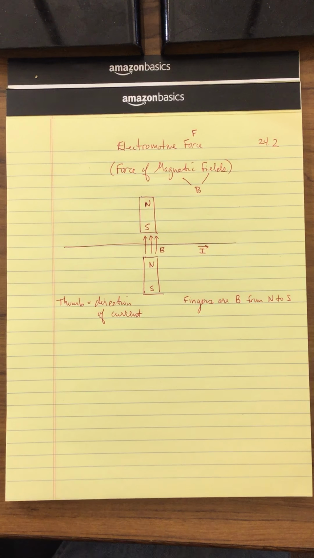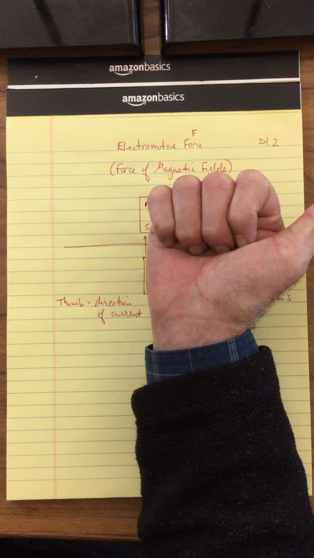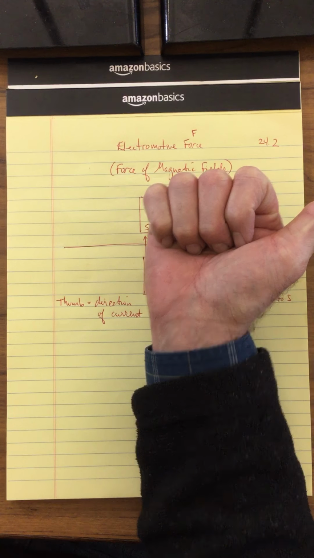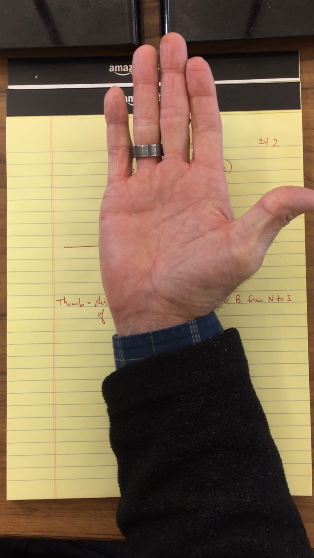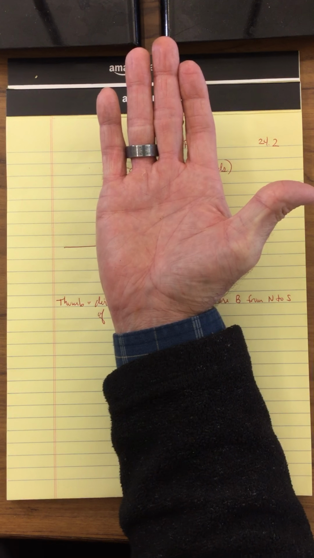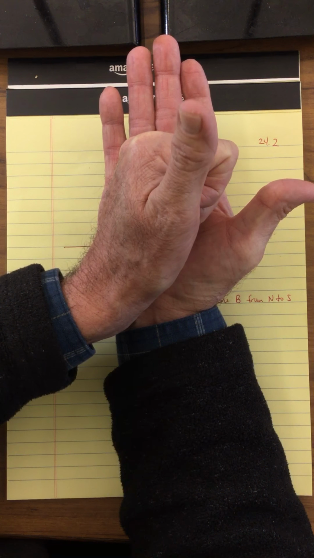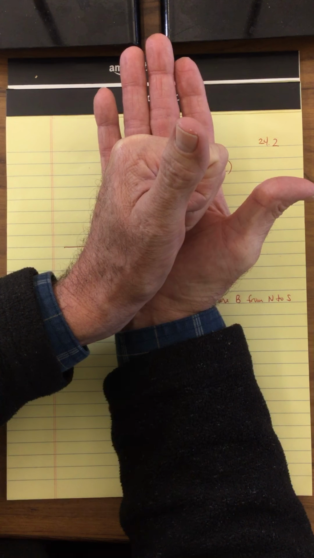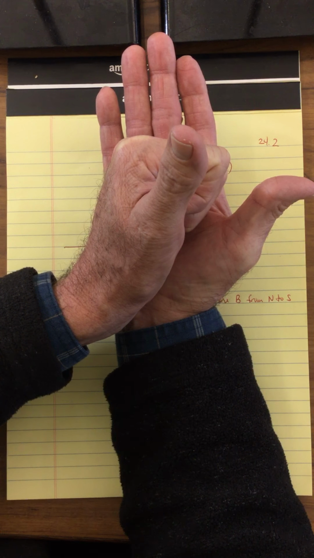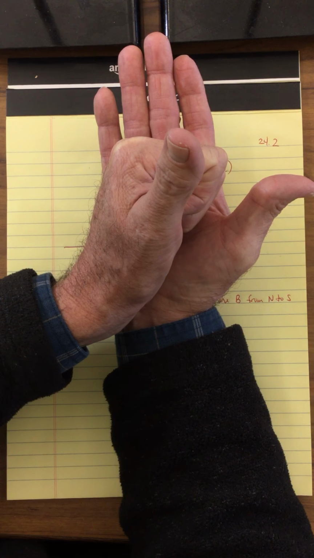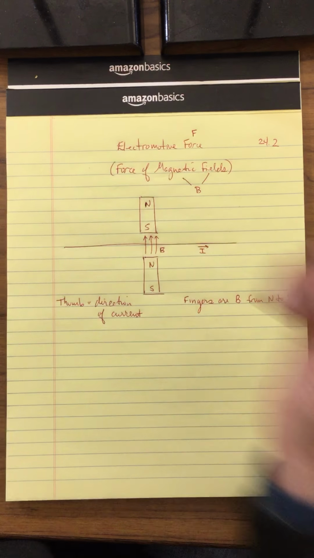So in which direction will the force be generated? We have our current going this way, and then we have the magnetic field going from north to south, so our fingers will be going like this. What you have to do then is use your other hand, with the thumb pointing up like this, and the direction of the electromotive force is actually going to be coming up towards you like this.